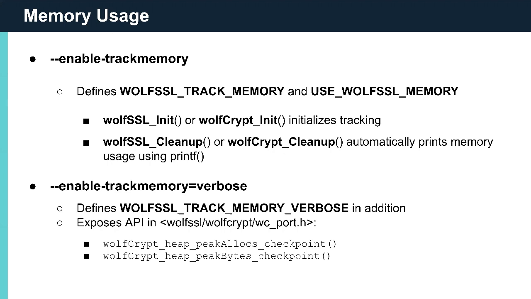Just a summary of the memory use enable options. Enable track memory will define WOLFSSL_TRACK_MEMORY and USE_WOLFSSL_MEMORY. wolfSSL_Init and wolfCrypt_Init will initialize the tracking code internally, and then wolfSSL_Cleanup and wolfCrypt_Cleanup will automatically print the memory use using printf. Enable track memory equals verbose will also define the additional WOLFSSL_TRACK_MEMORY_VERBOSE define, and it'll expose a couple of APIs from our wc_port.h that allow you to view the peak allocation and peak bytes at that point.